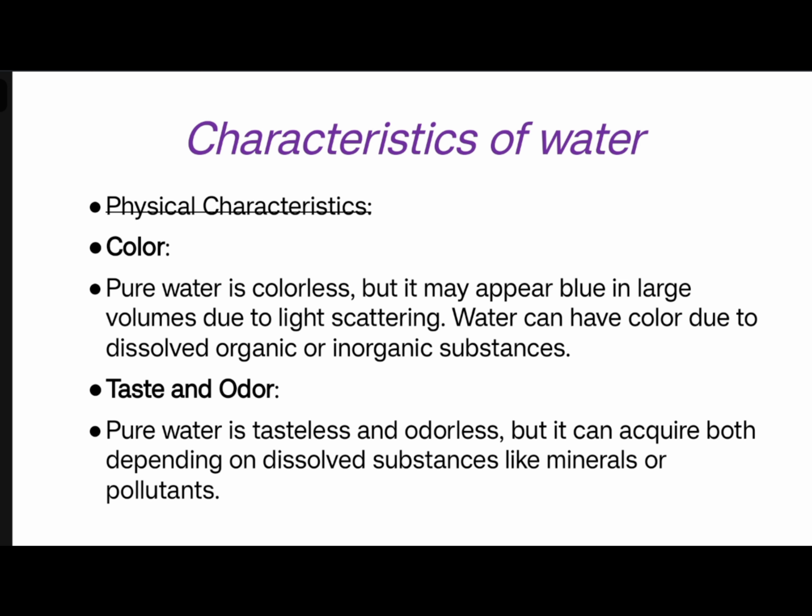Characteristics of water. Characteristics of water are divided into three types: physical characteristics, chemical characteristics and biological characteristics. First one is physical characteristics. We all know that water is colorless, tasteless and odorless. If the water contains color, we can say that the water is polluted. And water contains pollutants like suspended particles and colloidal particles, which give color to the water.